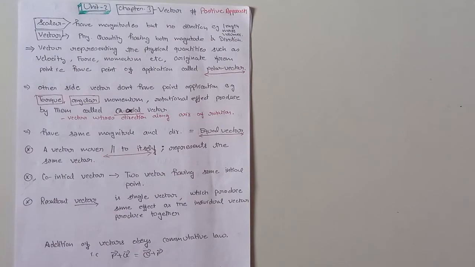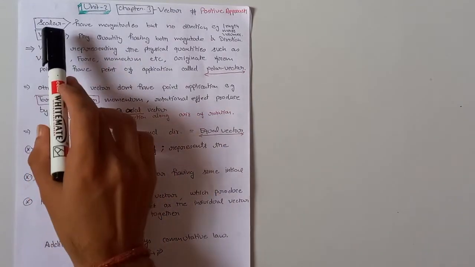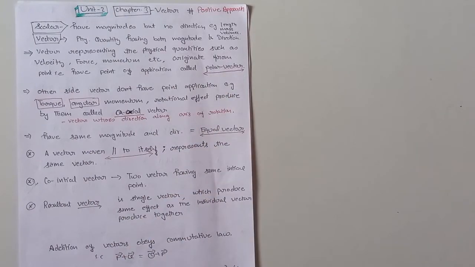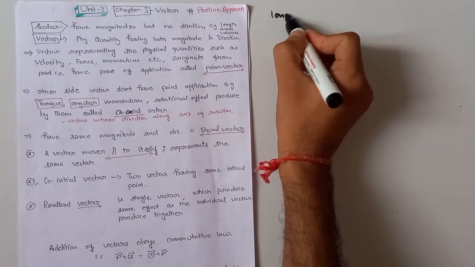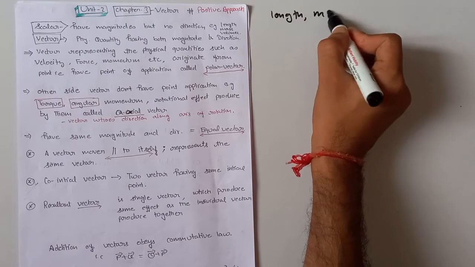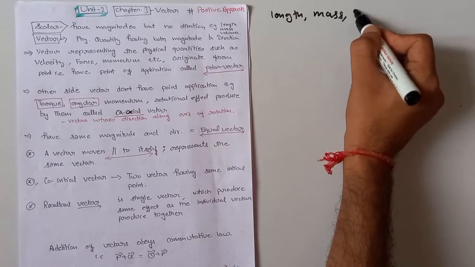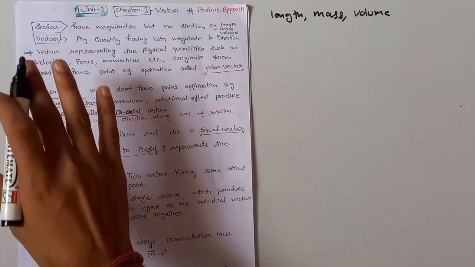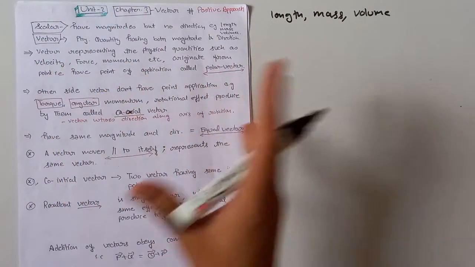Our first key point is: what is a scalar quantity? Those quantities which have magnitude but no direction. For example, length, mass, volume. These quantities are called scalar quantities, which have magnitude but no direction.